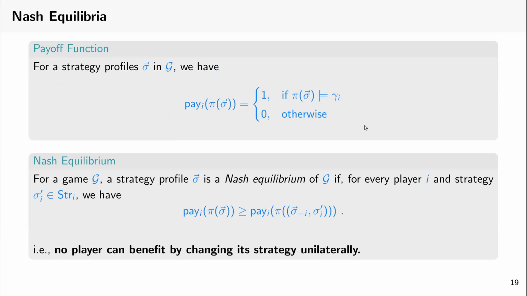And Nash equilibrium can be defined as follows. A strategy profile sigma is a Nash equilibrium of G if for every player i and every strategy sigma i prime, which can be different from the original one that I chose in this strategy profile, the payoff for i in the original sigma is at least the payoff of i if it changes the strategy. So what it means is that no player can benefit by unilaterally changing its strategy, right? Because the original strategy profile has at least as much payoff for each player. Okay.